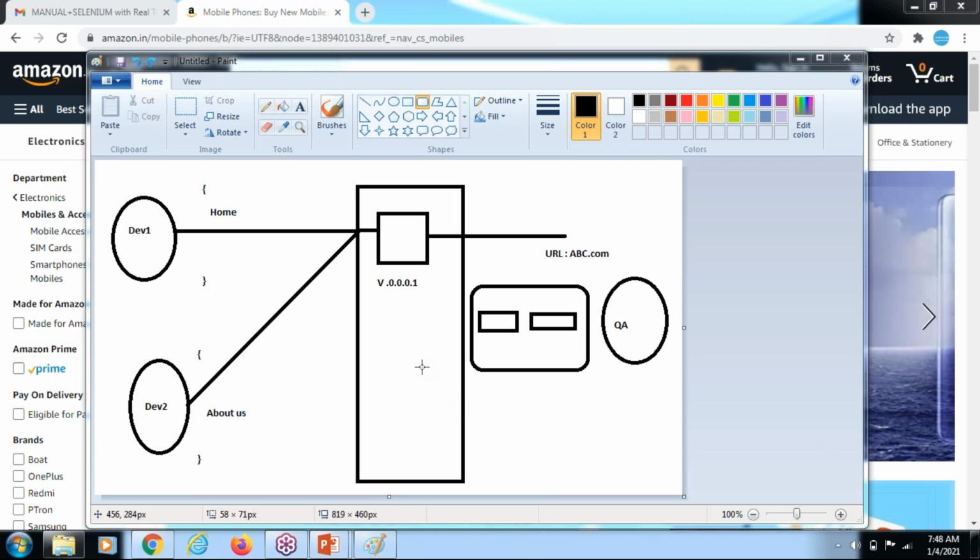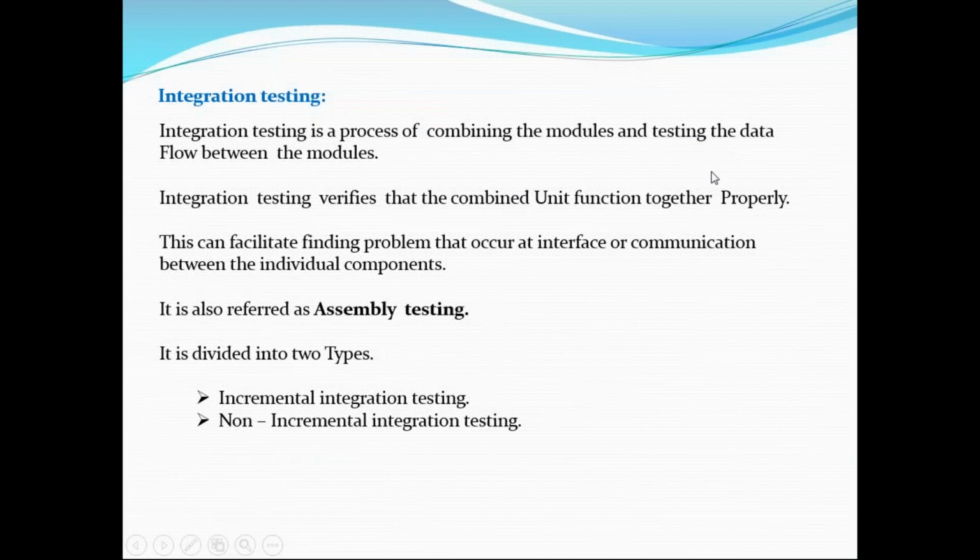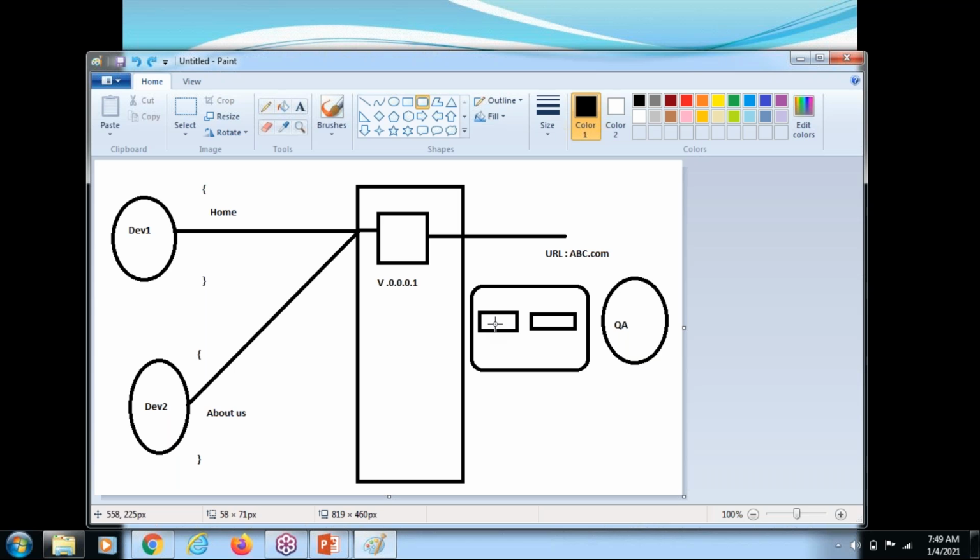Whenever the developer implements code, one module will be added here, weekly or as it comes. So we need to check integration. Integration is nothing but combining the modules and checking the data flow between the modules. Integration testing verifies that the combined unit functions work together properly or not. This helps find problems in the interface or communication between individual components. If I click this button and the home page is not opening, there is something wrong in the integration.